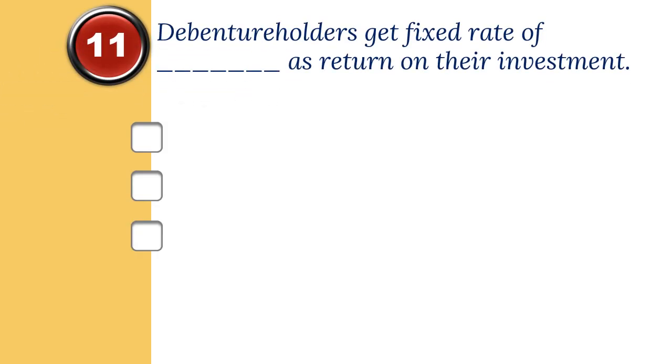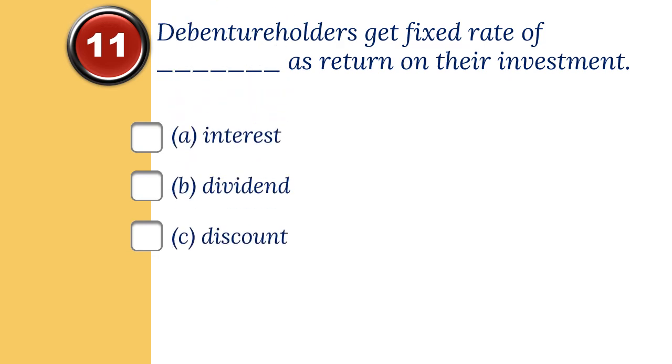11. Debenture holders get fixed rate of dash as return on their investment. The options are A. Interest, B. Dividend, C. Discount. And the correct option is A. Interest.